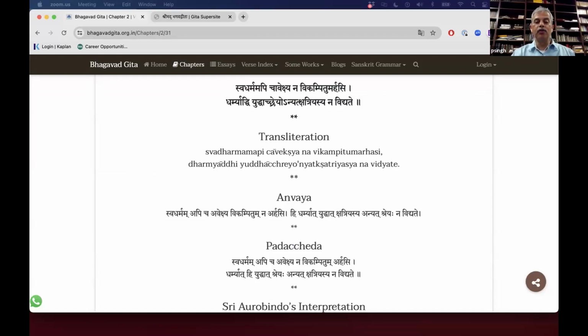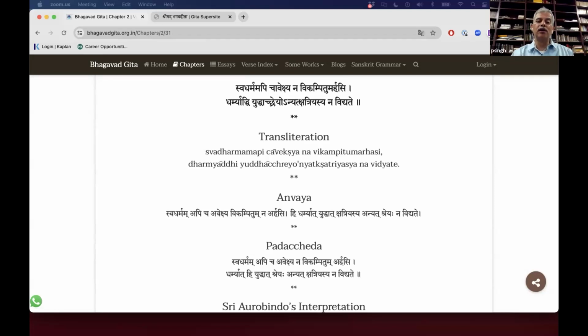So Sri Krishna goes to the third logic. If you think about your swadharma, you have no right to feel the trembling. Na vikampitum arhasi. What a beautiful pada.